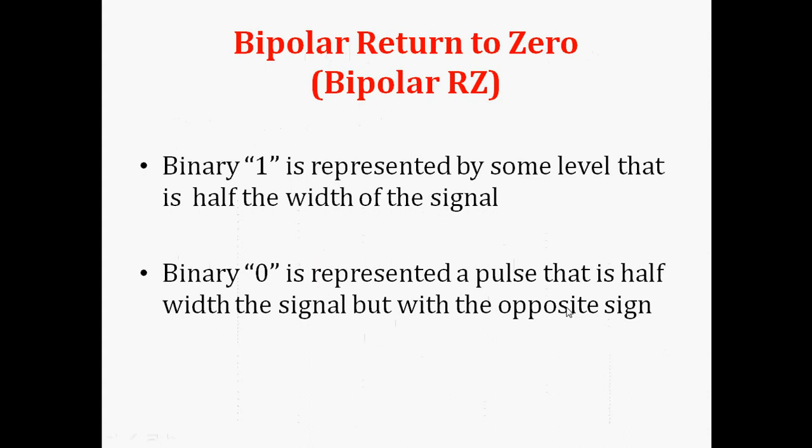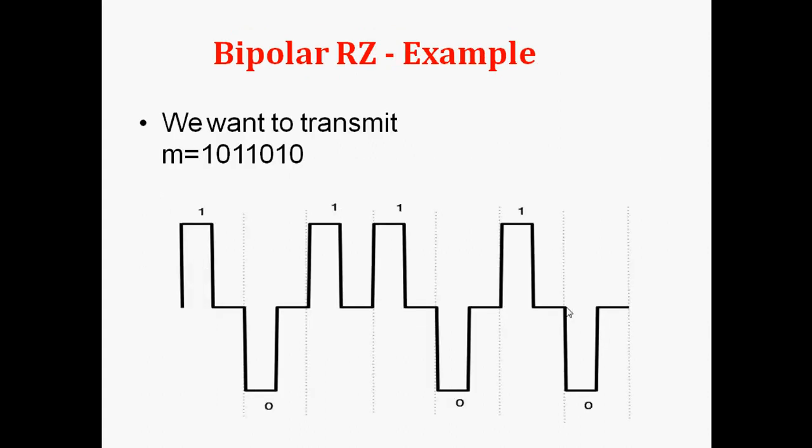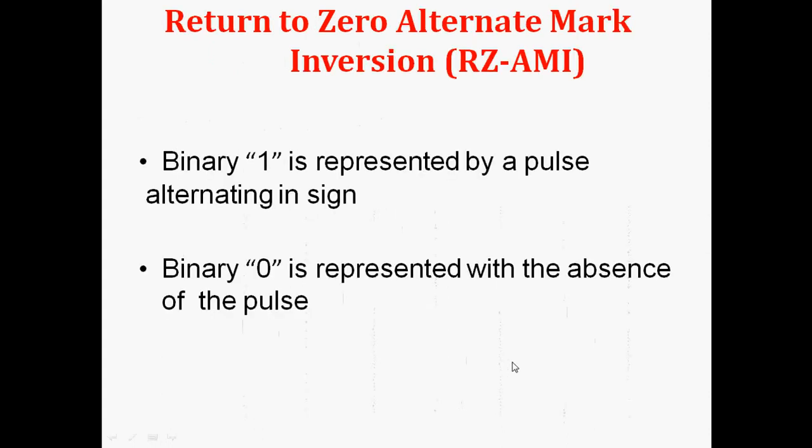Bipolar return to 0. Here 1 is represented by some level that is half the width of the signal, and 0 is represented by a pulse that is also half the width of the signal but of the opposite sign of the 1. So with the example we can see 1 is represented by some level half the pulse width of the signal, 0 is represented by the opposite level half the pulse width of the signal. If 1 has plus, 0 will have the negative polarity with the same level here. In this way we can transmit the message signal.